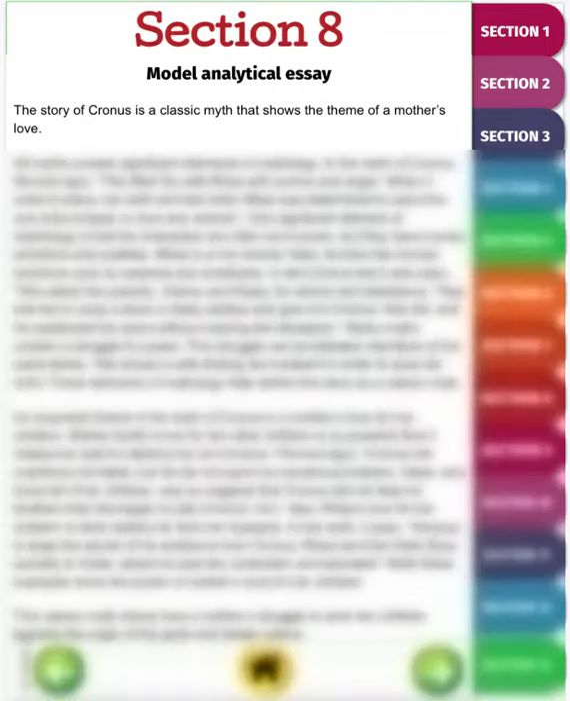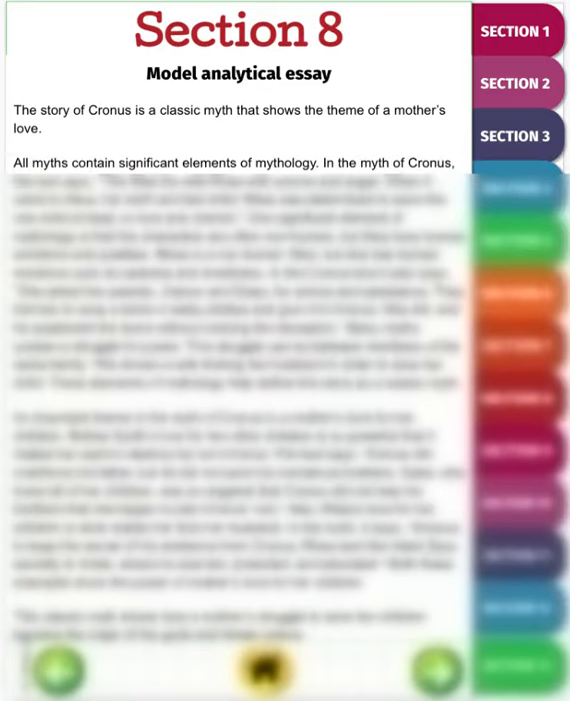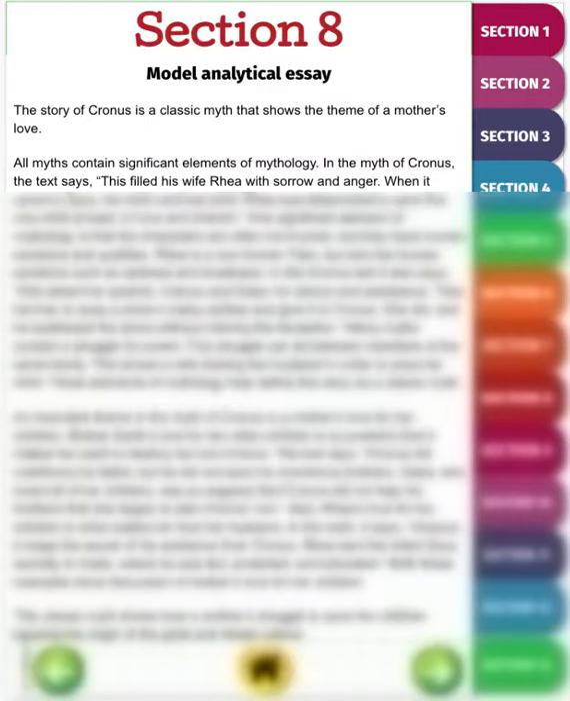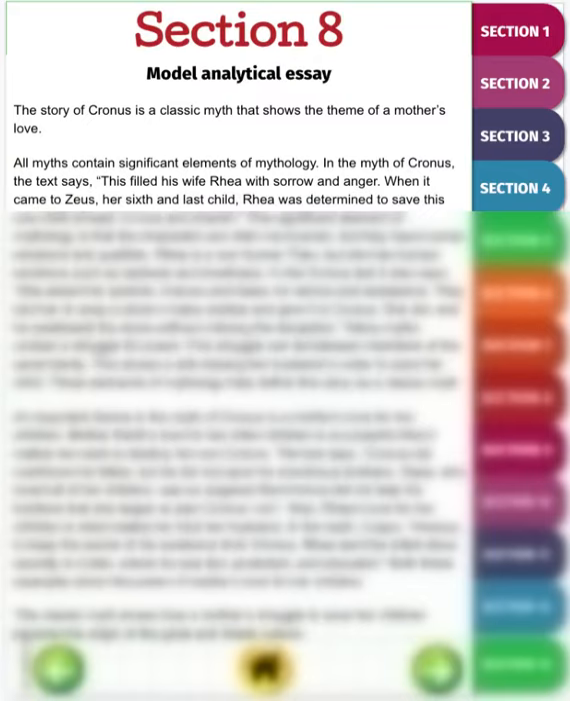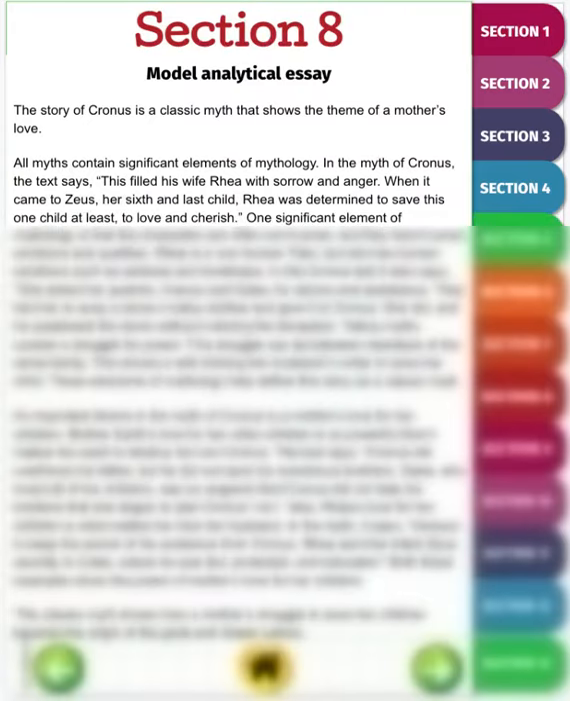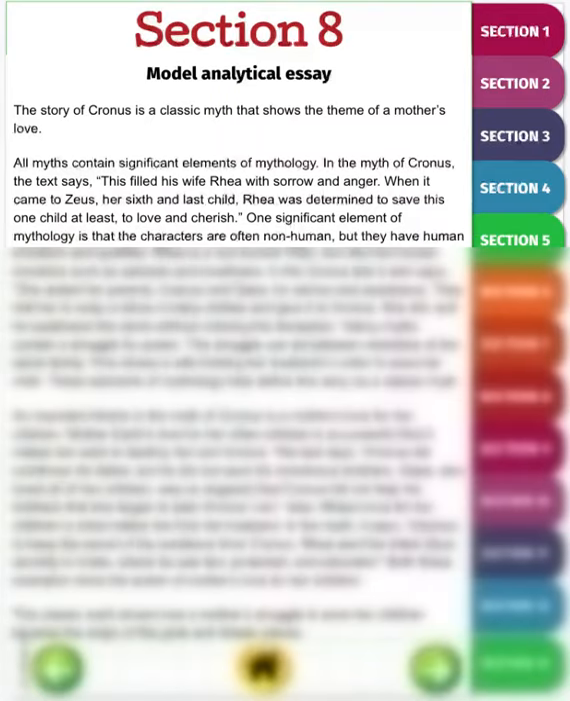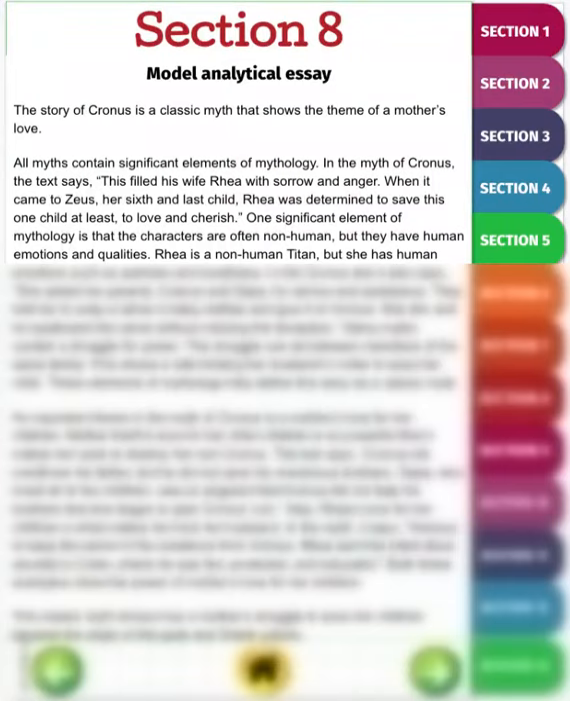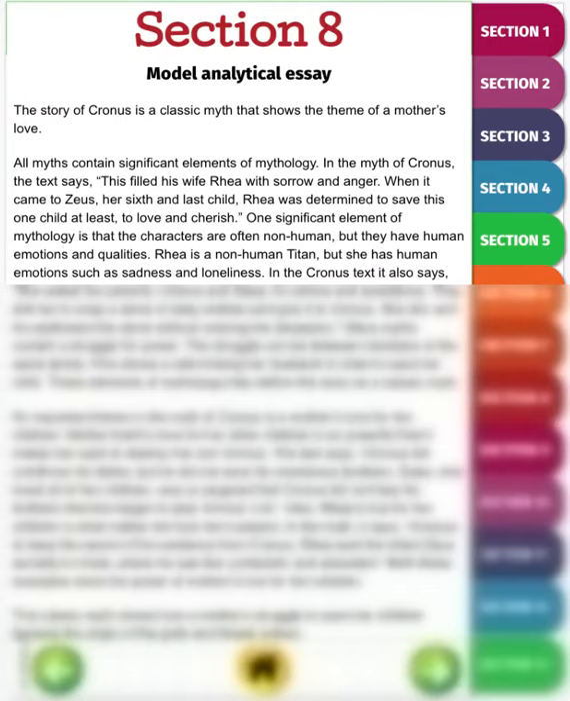The story of Cronus is a classic myth that shows the theme of a mother's love. All myths contain significant elements of mythology. In the myth Cronus, the text says, "This filled his wife Rhea with sorrow and anger. When it came to Zeus, her sixth and last child, Rhea was determined to save this one child at least, to love and cherish." One significant element of mythology is that the characters are often non-human, but they have human emotions and qualities.